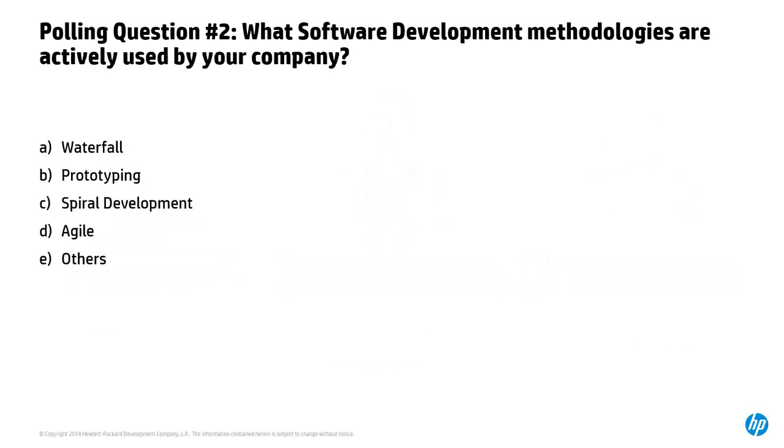So we come on to our next polling question, please, Russ. Yes, thank you, Brian. So our second polling question is, what software development methodologies are actively used by your companies? Please check all that apply. Waterfall, prototyping, spiral development, Agile, and other.